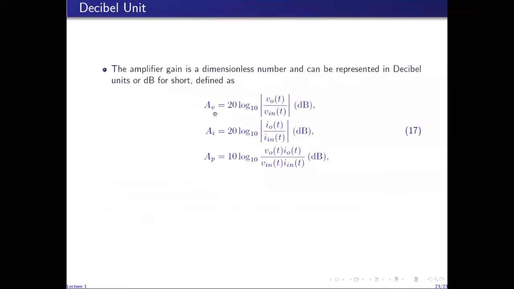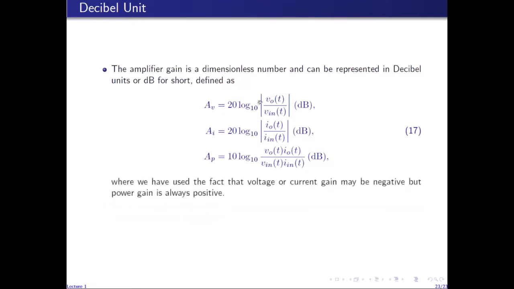So voltage gain represented in dBs is given by this formula. Current gain represented in dBs is given by this formula. And power gain represented in dB is given by this formula. So here in these expressions, we have used the fact that voltage and current gains can be negative, but the logarithm of a negative number is not defined. So we take the magnitude of the voltage and current gain before converting them into dBs. Furthermore, power gain is always positive, no matter what. So we don't need to take the magnitude.